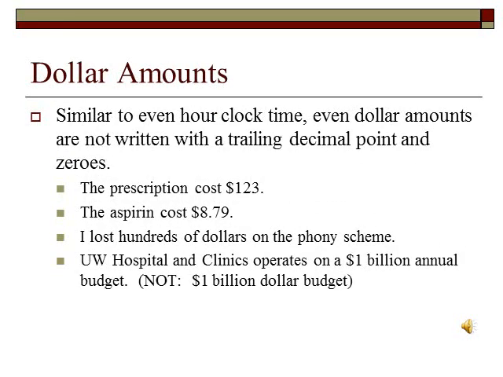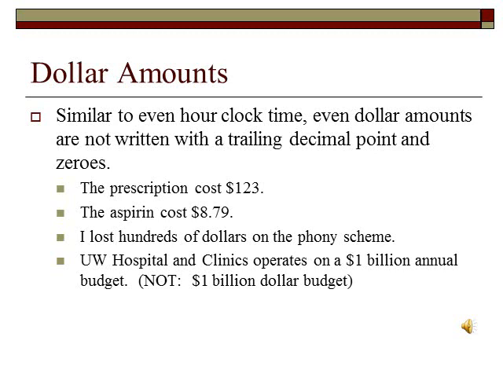And similar to our even clock hours, even dollar amounts do not require the decimal point and the 00s, such as the prescription cost $123. The aspirin costs $8.79. Here, of course, because we do have an uneven dollar amount, we've got 79 cents, we do need that decimal point. The next one here, I lost hundreds of dollars on the phony scheme.